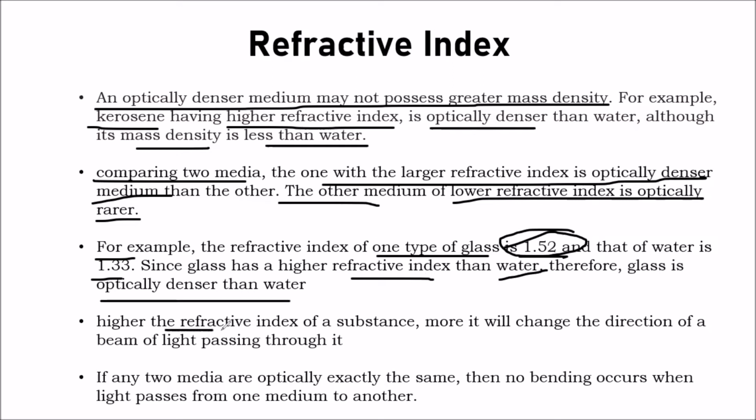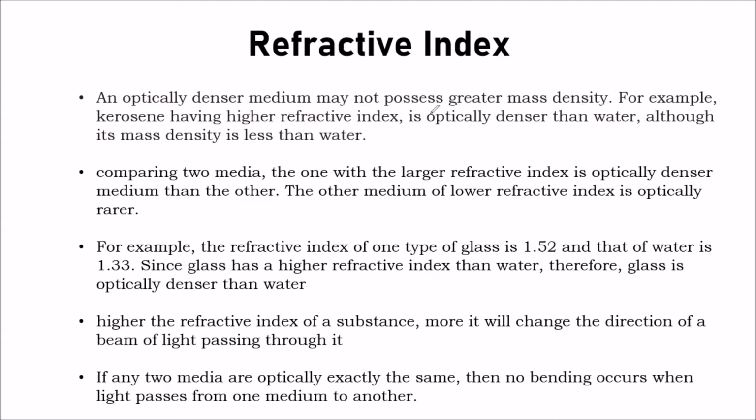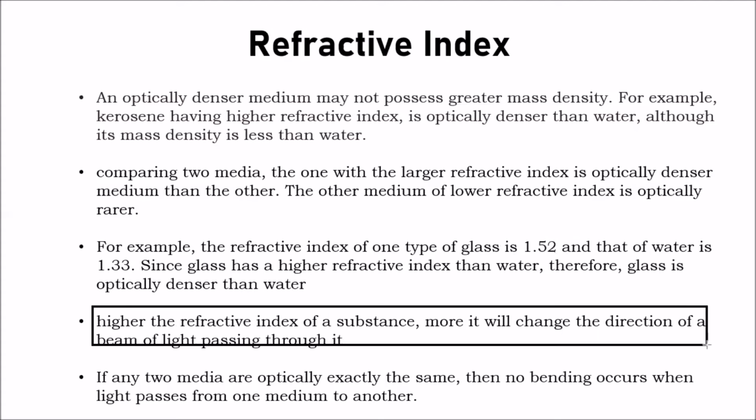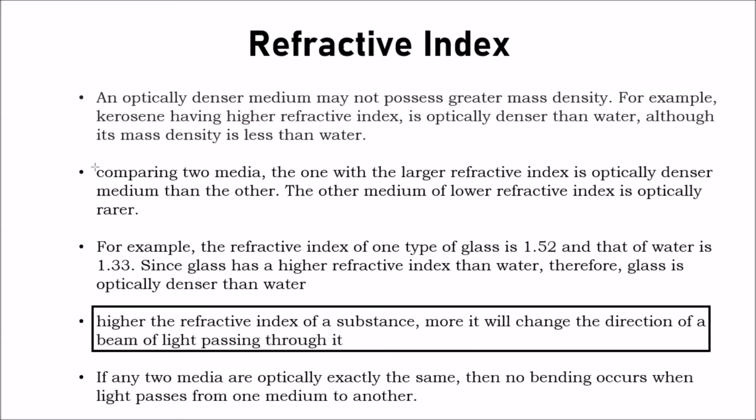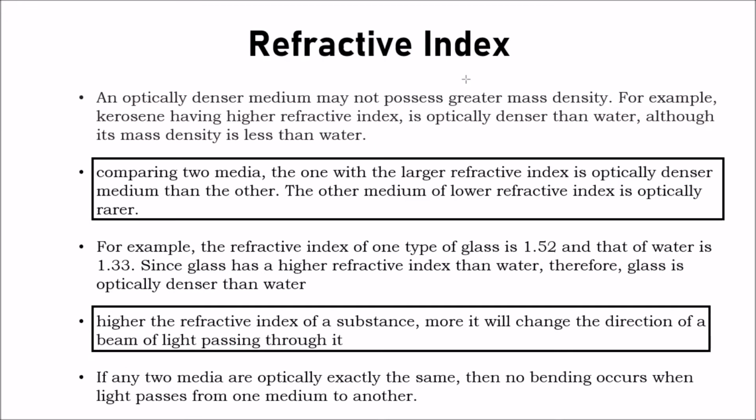Next one, the higher the refractive index of a substance, the more it will change the direction of the beam of light. High refractive index, more bending. Keep these points in your mind. These are very important points. Higher refractive index, more is the bending of light, and higher refractive index, optically denser medium.